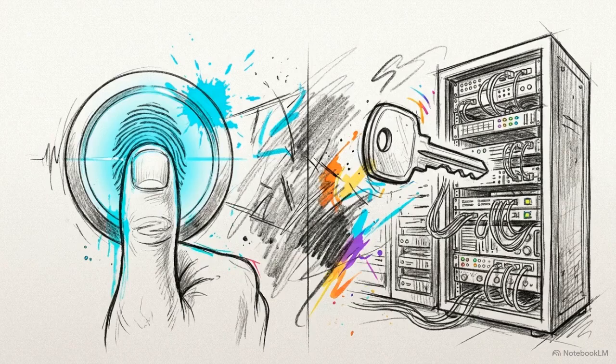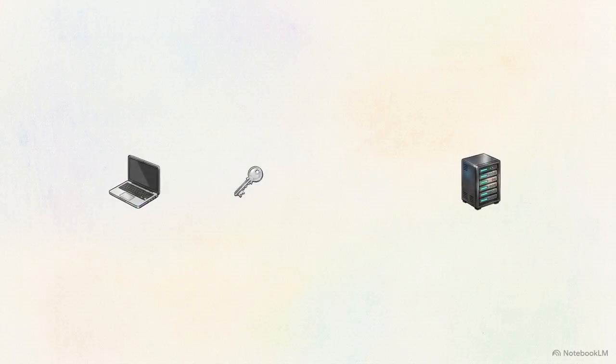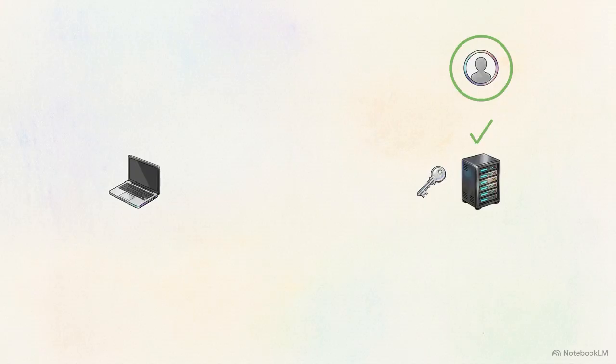In enterprise software, this exact failure happens when architecture conflates identity with permission. The system asks, "Who are you?" but fails to ask the subsequent question, "What are you allowed to do?" Answering "Who are you?" is the domain of authentication. It is the technical verification of a user's credentials, proving that the entity attempting to access the system is the legitimate owner of that account.